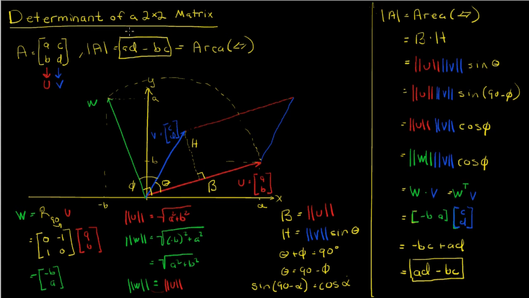So we have demonstrated that the value of the determinant for a 2x2 matrix is equal to the area of a parallelogram spanned by the column vectors of the matrix. The same will work for the row vectors, because the transpose of a matrix has the same determinant.